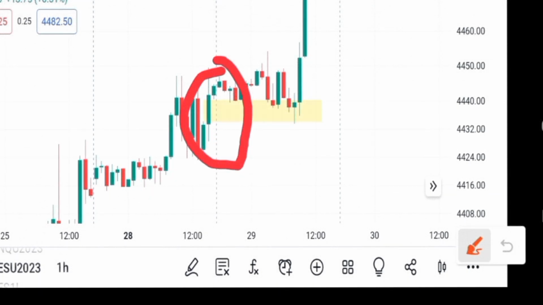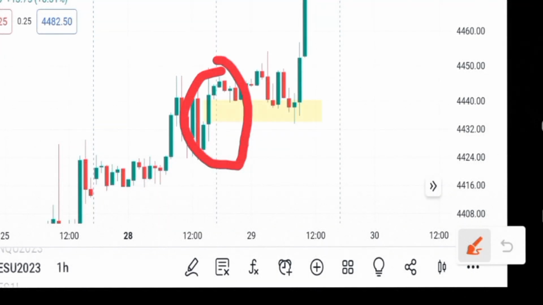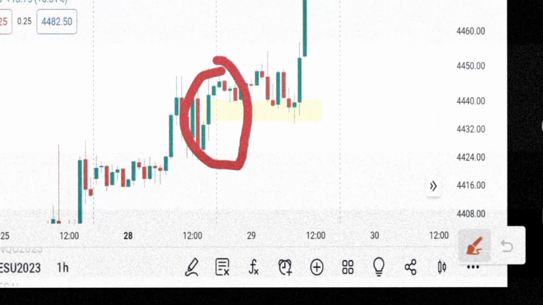Alright guys, that's enough for today, and in the next video I'm going to explain the strategies associated with fair value gaps, and how you can use them when trading.